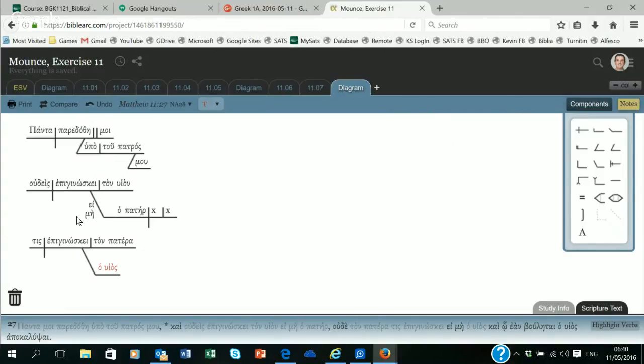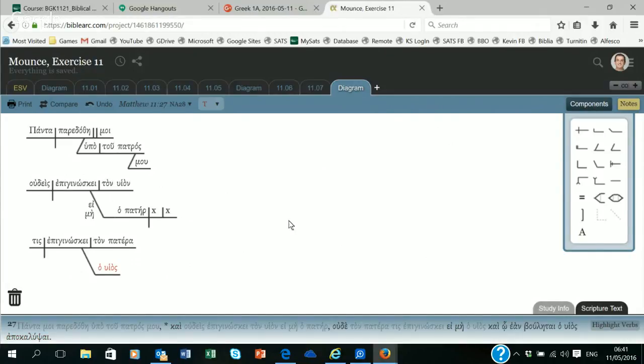So it's except the Son, and still implied is knows the Father. So those are elided exactly as they were over here. All right. Kai ho ean boulêtai hohios. And to whomever. Ho is a relative pronoun. You haven't got to it yet. It's and to whomever ho ean boulêtai hohios apokalupsai, to reveal him.